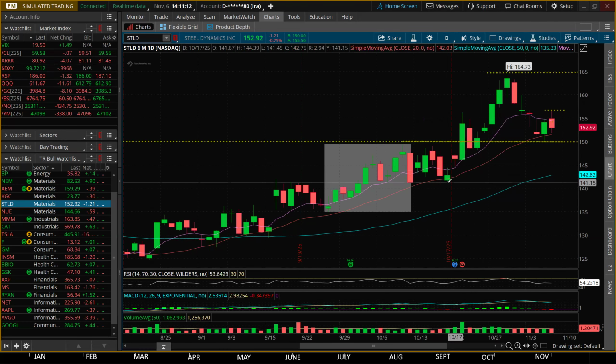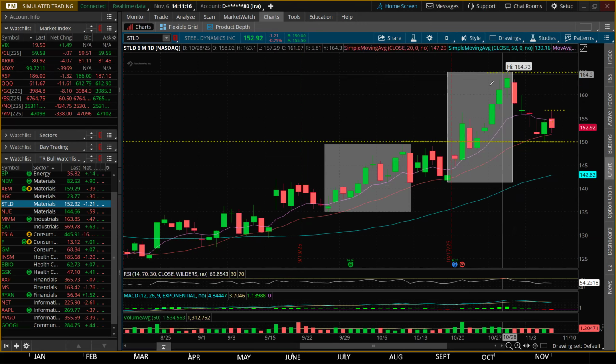The second move goes from the low of this base right here to the tippity top of the move after earnings. And that moves from 141 up to, I'm going to give it the 164 level just to make it easy. It moves from 141 up to 164, and that moves 23 points. So I know Still Dynamics can move 14 points. I know it can move 23 points.